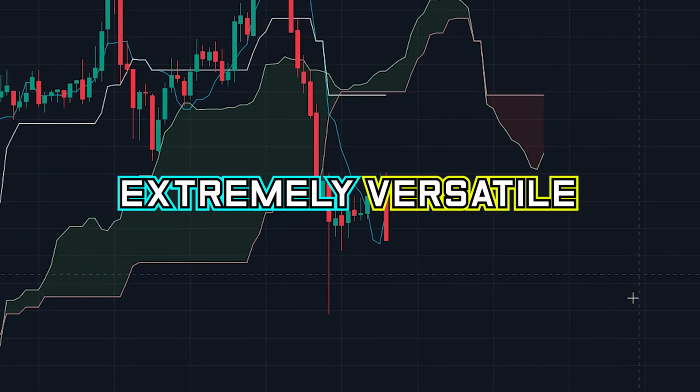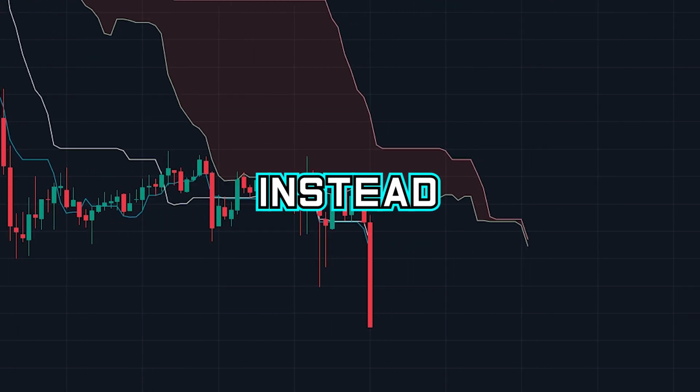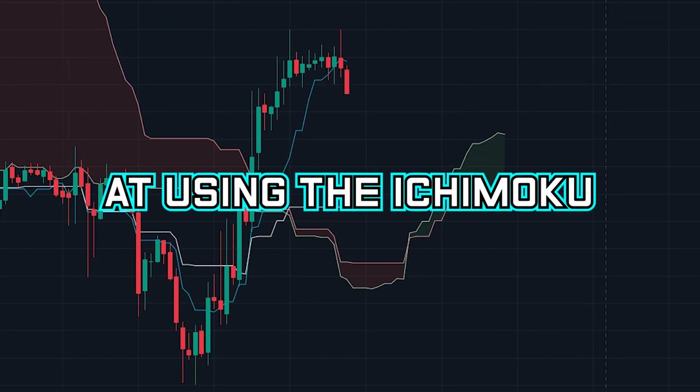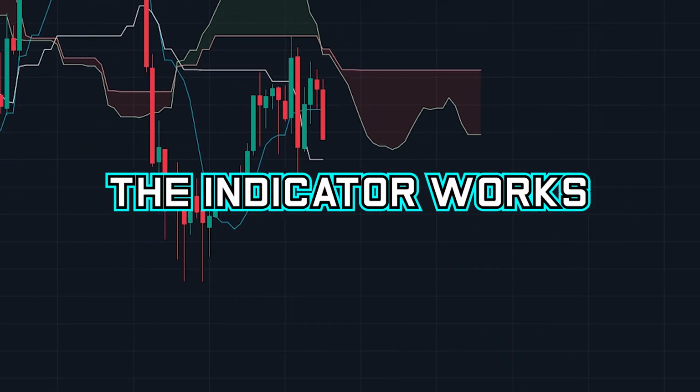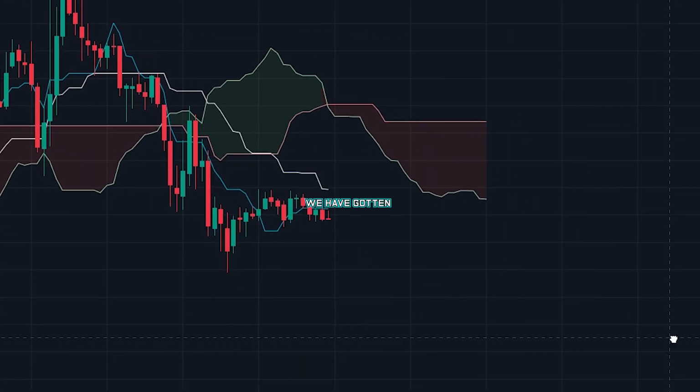This makes the indicator extremely versatile, meaning that you won't need to have 5 indicators on the chart. Instead, you can become extremely good at using the Ichimoku by learning how the indicator works so that you can use it correctly to enter into profitable trades. Now that we have gotten that out of the way, let's start.